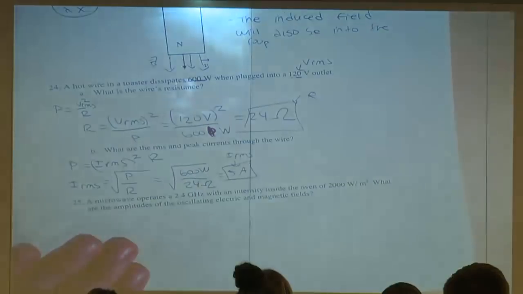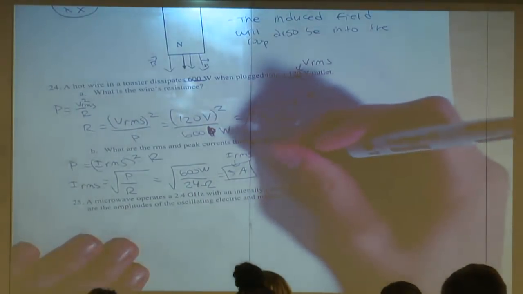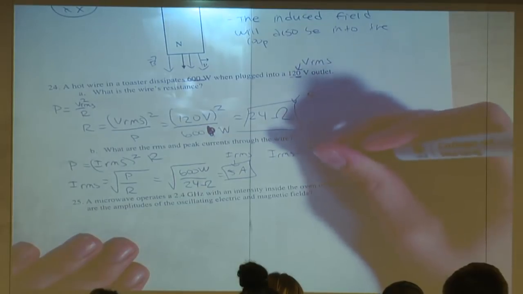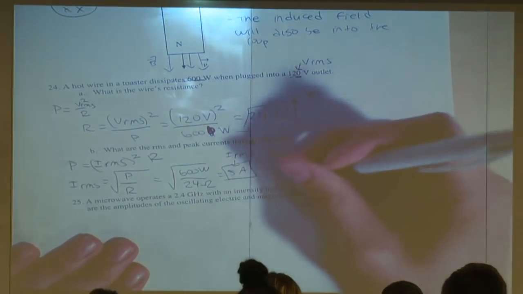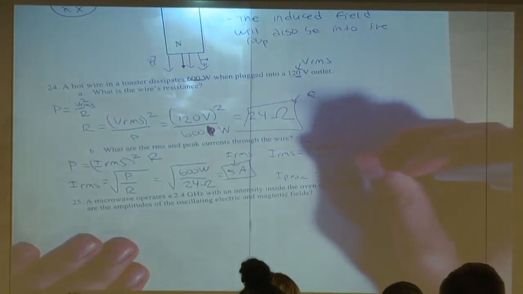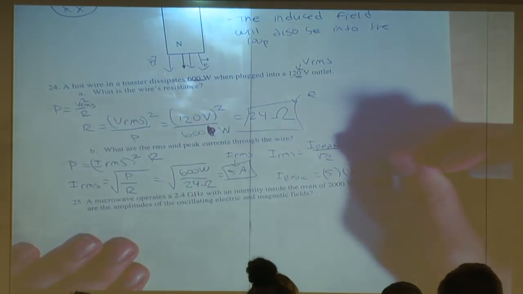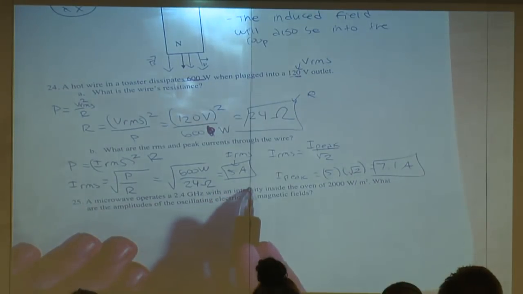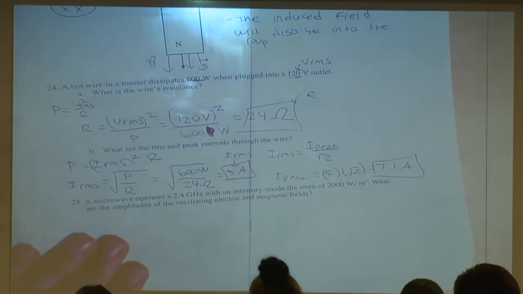To find the peak current, remember IRMS equals I peak over square root 2. So to find the I peak, you just multiply 5 times square root 2, which should give you 7.1 amps. And it makes sense that the peak is greater than the IRMS, because the peak has to be higher than the root mean squared.